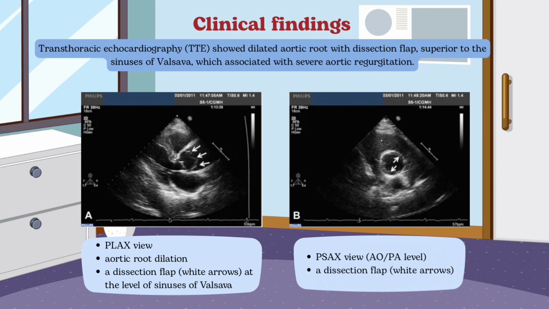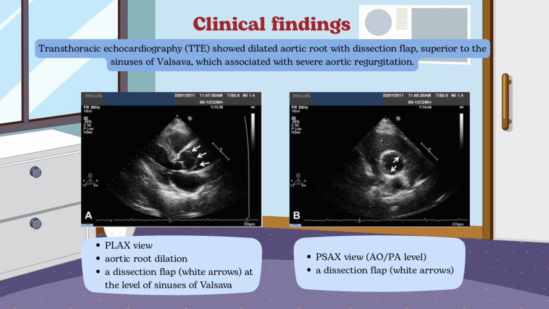As a result of the tearing chest pain, TTE was done on the patient. It showed a dilated aortic root with a dissection flap superior to the sinuses of Valsalva, associated with severe aortic regurgitation, which strongly suggests aortic dissection. In image A, it is the parasternal long-axis view. We can see the aortic root dilation, and it has a dissection flap shown by white arrows at the level of the sinuses of Valsalva.